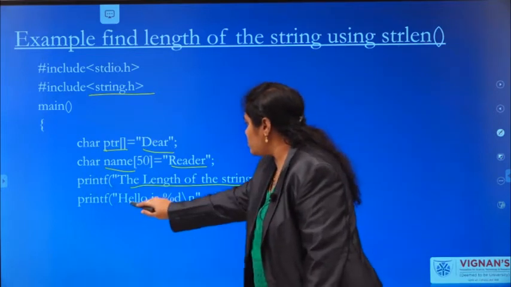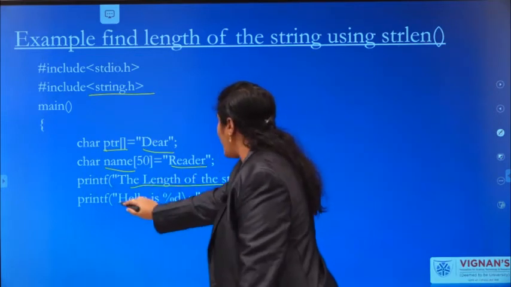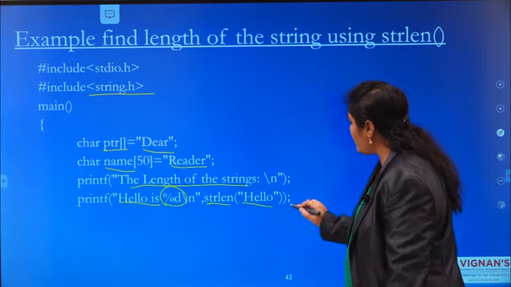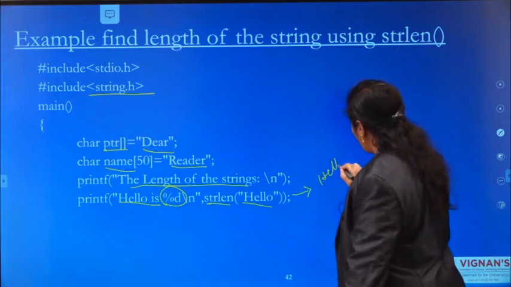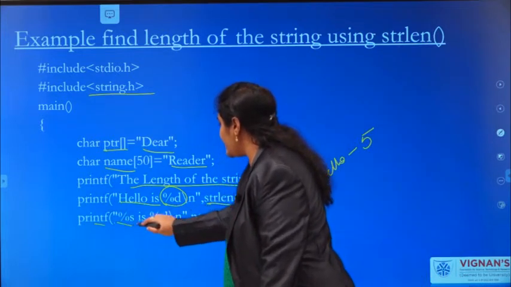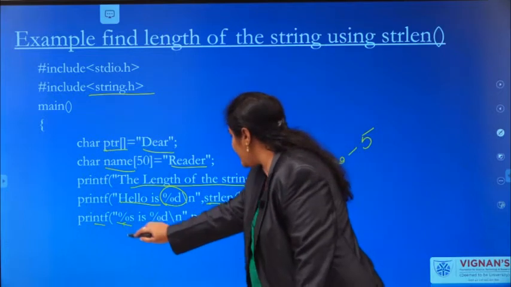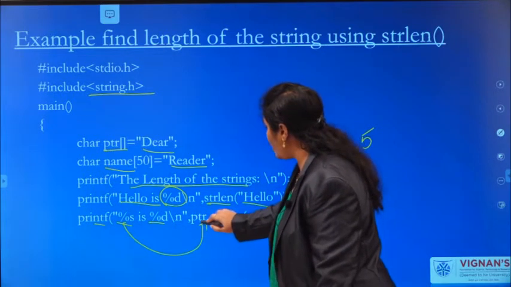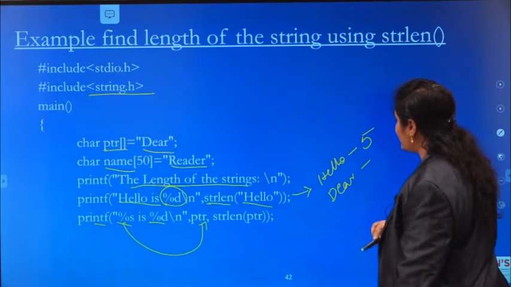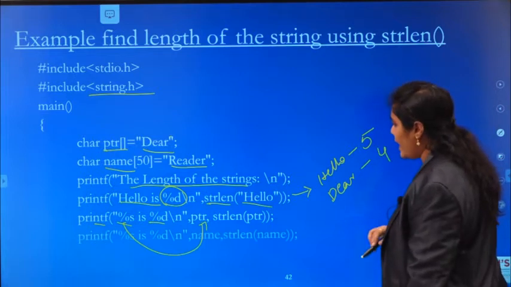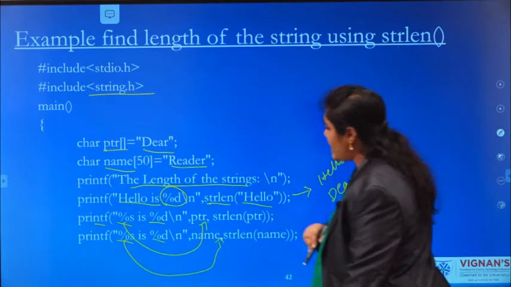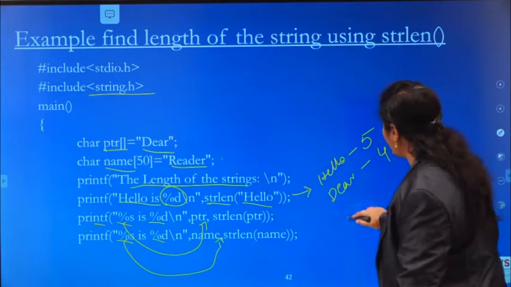Hello is %d, strlen of hello. So, what is the output here? Hello is 5. And printf %s is %d. Here %s points to ptr. What is ptr having? We have dear. So, how many characters are there in dear? 4 characters. And %s is %d, here the %s is pointing to name. So, what is the name here? Reader.